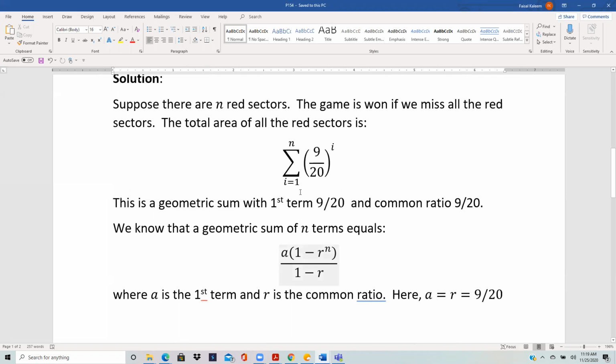Note that this is not a geometric series. A series is one where the terms are infinitely many. Here we have only finitely many terms, so we call this a geometric sum instead of a geometric series. And in this case, both a and r will be 9 by 20, because the first term is 9 by 20 and the ratio is 9 by 20.